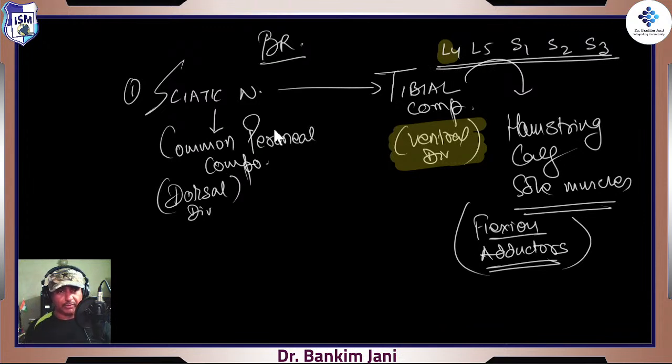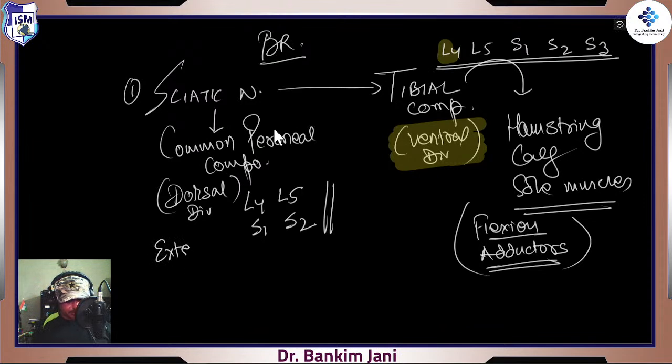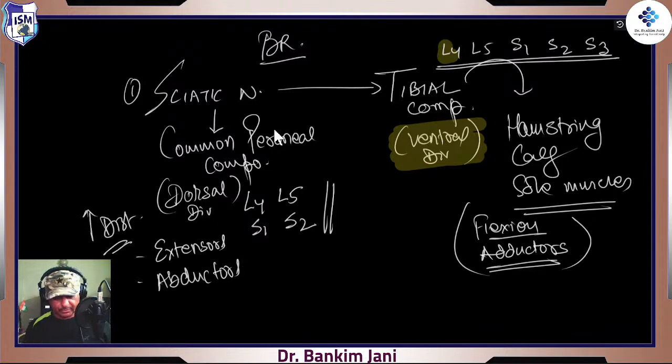Regarding the common peroneal, well, in common peroneal, it is L4, L5, S1, S2. That's it, not 3. Right? So they will be extensors. They will be abductors. Correct? So in other words, increasing distance. So this is the easy explanation.